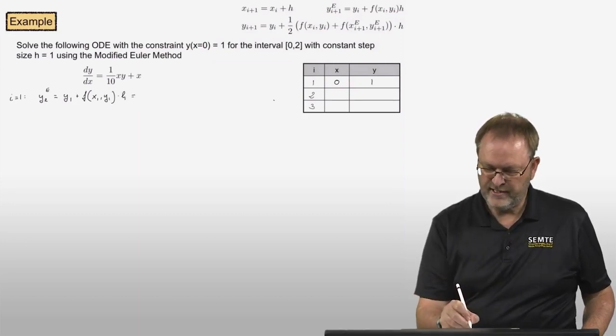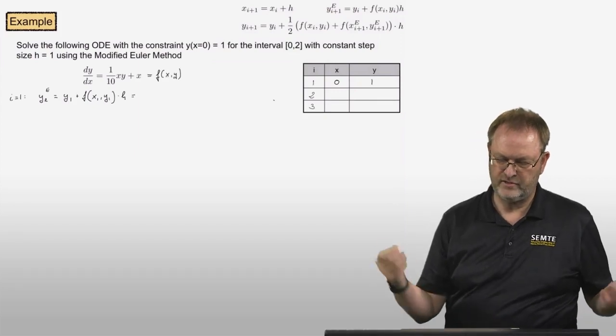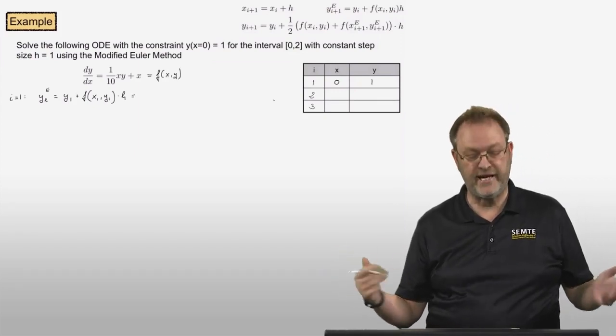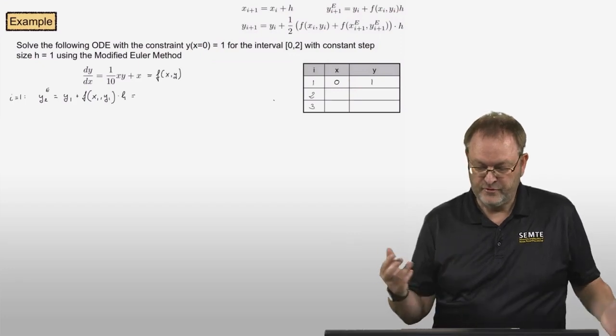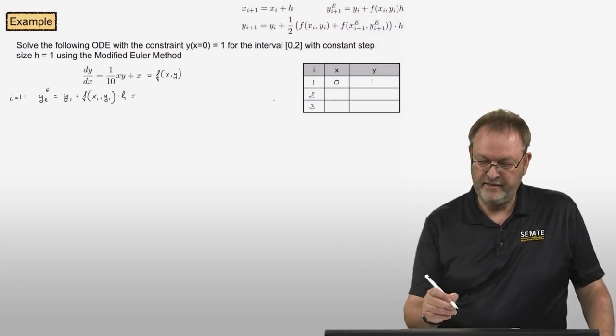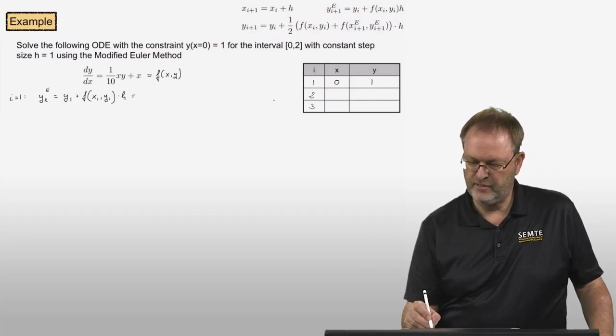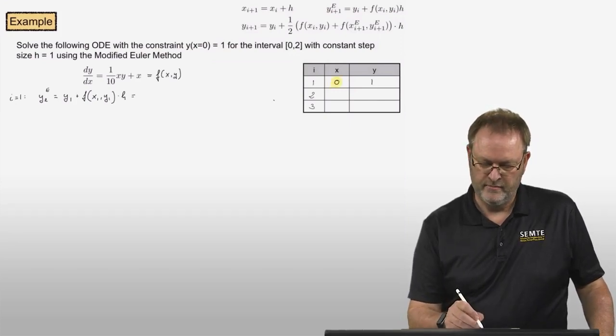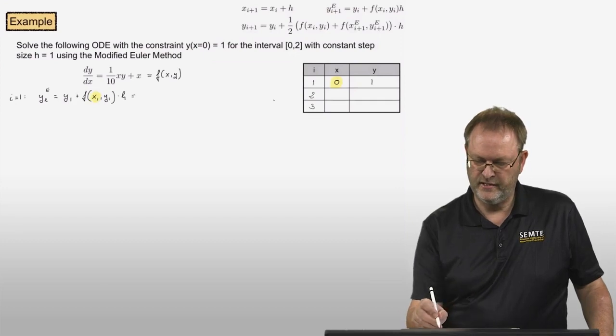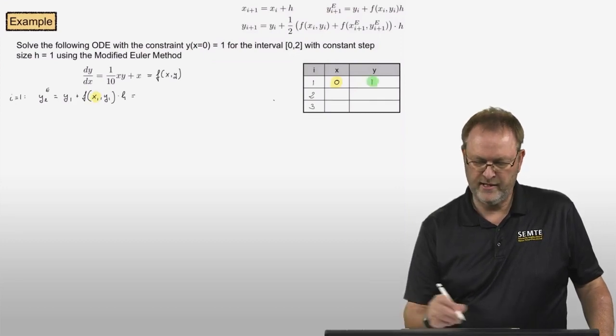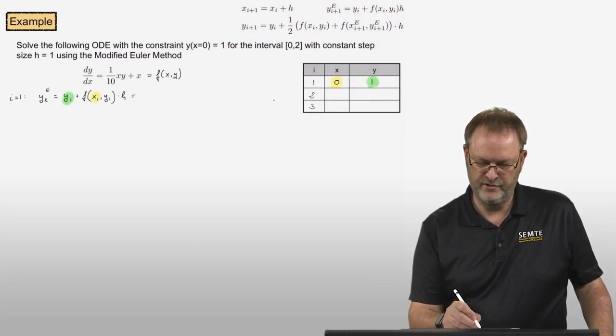So now this here is my right-hand side, f of x and y: 1/10 x times y plus x. Now I just have to substitute in the values that I have. Let me mark where they come from. I have my x_1, which is this value here. And I have a y_1. That y_1 value gets used here and here.